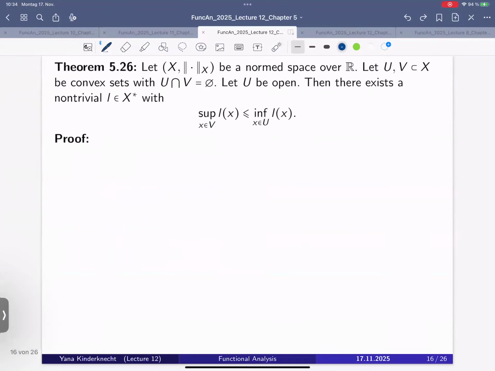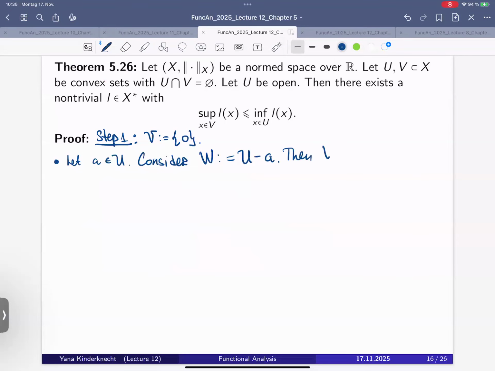So proof, step 1, as usual. Step 1, simple step. We consider the set V, which consists of one point, namely the origin. Let A be a point in the set U. It is an open set, which does not contain 0 because we have this assumption. Consider W, which is a shift of U minus A. Then W is convex.